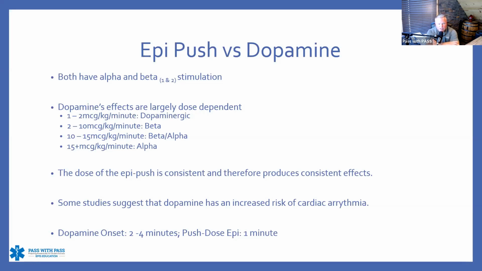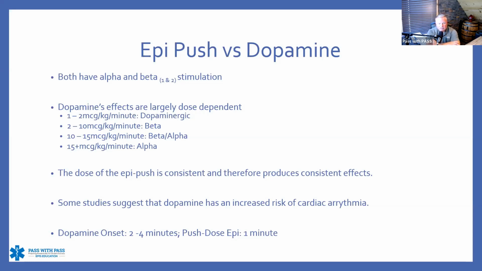The dose of an Epi Push is consistent and therefore produces consistent effects. This is a little bit different than what we find with our dopamine, because dopamine, obviously being dose dependent, depends on how much we're actually giving as to what your effects are going to be. And then studies that are out there, some of them suggest that dopamine has an increased risk of cardiac arrhythmia, where we don't necessarily find that with our push dose epi, but I will tell you that some of the data is limited at this point. So we may end up finding later on, as we get down the road here, that there are, in fact, untoward effects from the push dose epinephrine, just like there is with the dopamine administration.